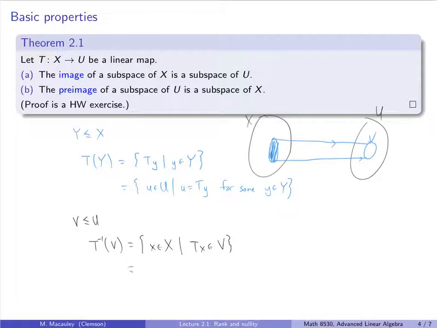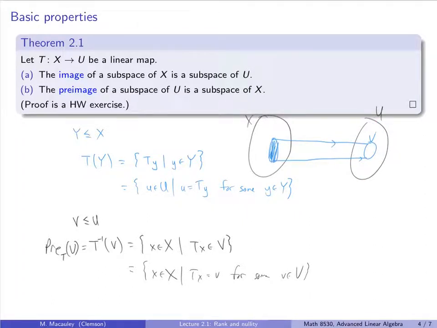Or of course you could write this as the set of all x where Tx equals v for some v in V. Although that's not really much different. I think it's probably definitely easier in this case unambiguously to use this definition. Now sometimes I write this as PRE sub T of V, just to emphasize the fact that it's a set. T inverse is not a map unless T happens to be 1-to-1. And even then it may not be defined on the entire space U.